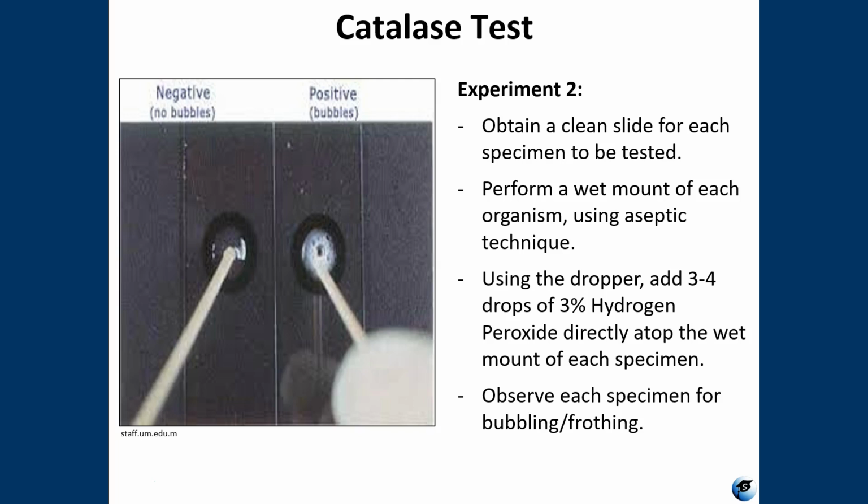You're going to put your organism directly on the slide using aseptic technique, and then you're going to add 3 or 4 drops of hydrogen peroxide right on top of your specimen, and then you're going to observe it for bubbling, which would indicate a positive result. This reaction can be more or less vigorous depending on how many or how few cells you have on your slide, but it should happen immediately. So if you have any bubbles form, then that is positive for catalase. That means that reaction has occurred.